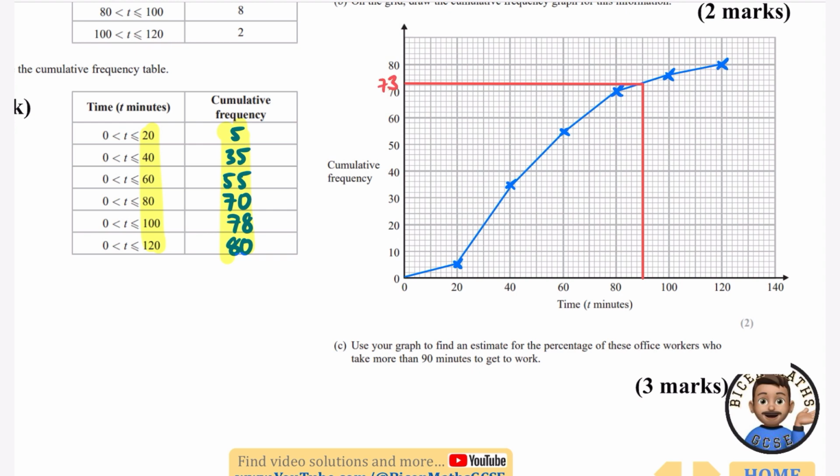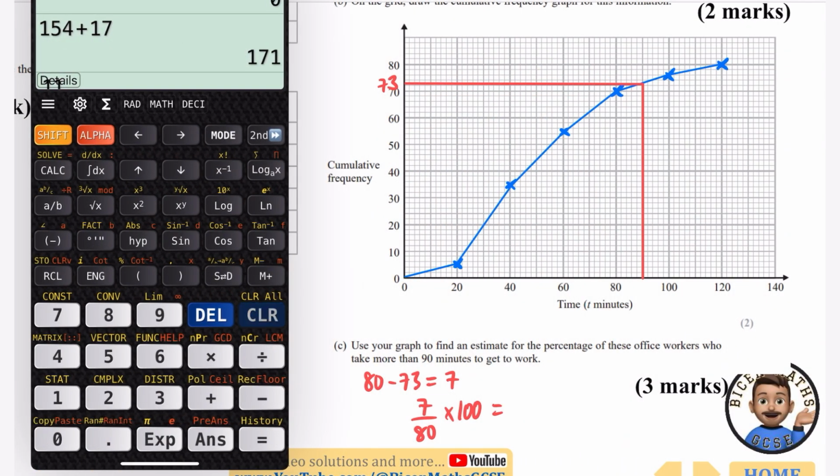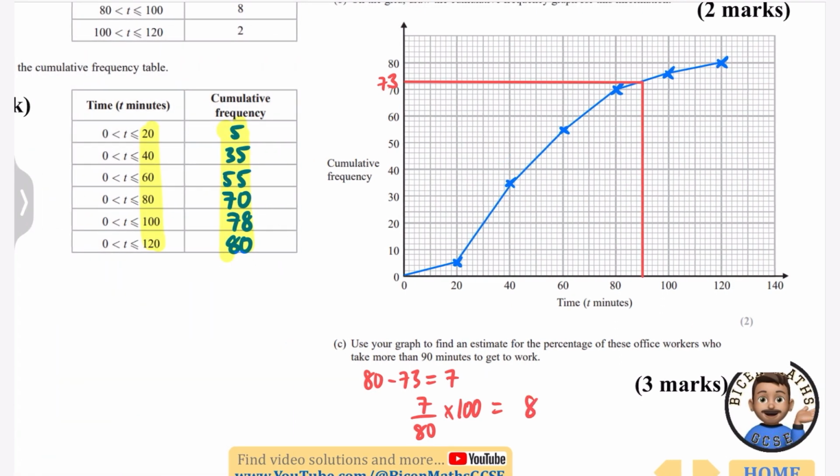So more than that is going to be 80 minus 73. That is going to be 7, and we want to find a percentage of the workers. So there are 7 workers out of 80. To make it become a percentage, I'm just going to times it by 100. So I'm going to do 7 out of 80, and I am going to multiply that by 100, and I have got 8.75% for my calculations, 8.75%.